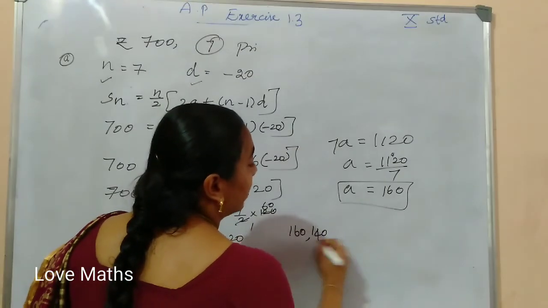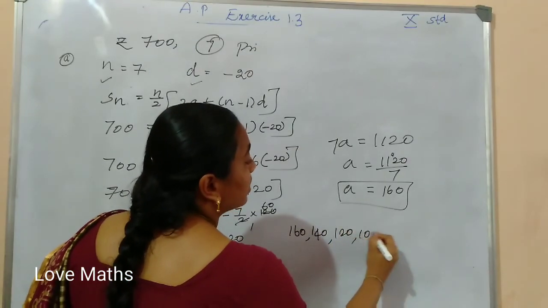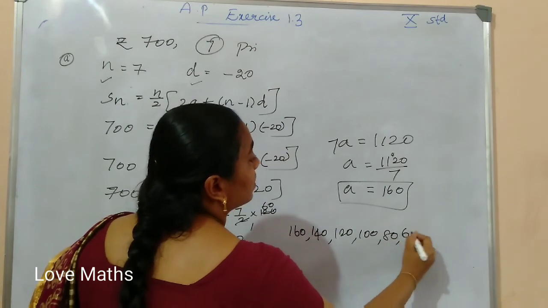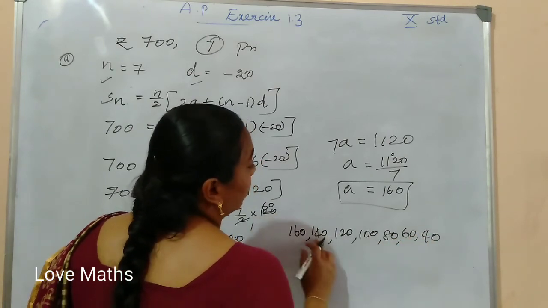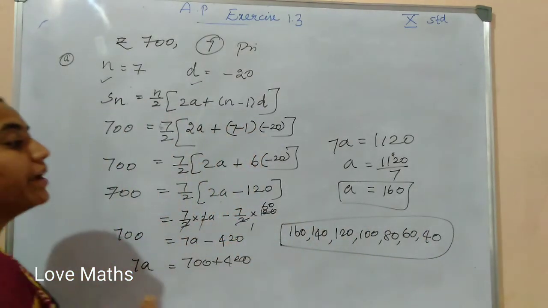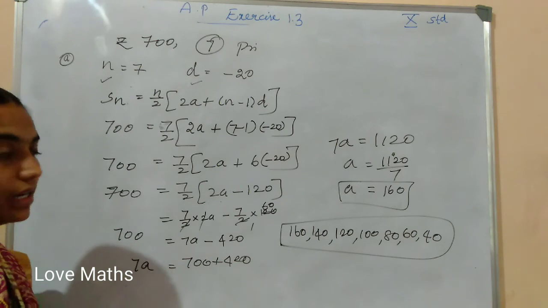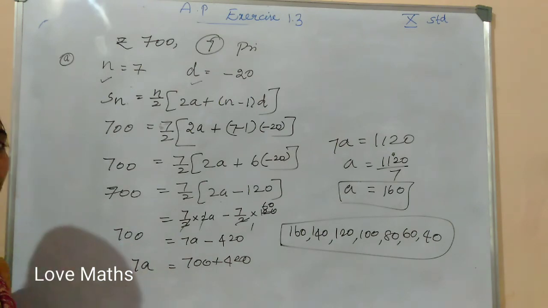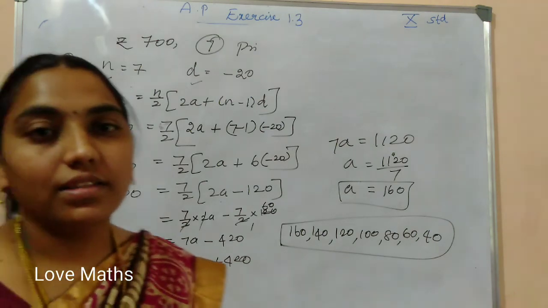So 140, next is 120, next is 100, next is 80, next is 60, next is 40. 1, 2, 3, 4, 5, 6, 7. All the 7 prizes are these. If you want, you can add them and you will get 700. That's all. Okay children, I hope you understood. Practice more sums. Thank you.